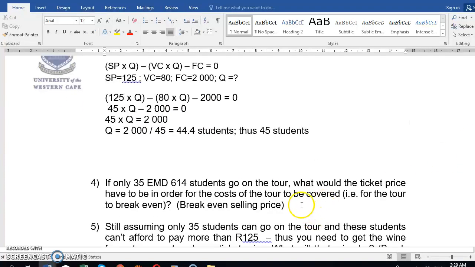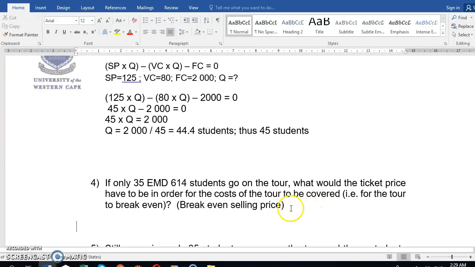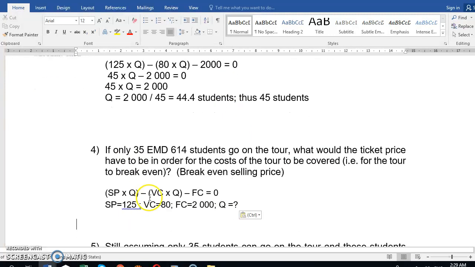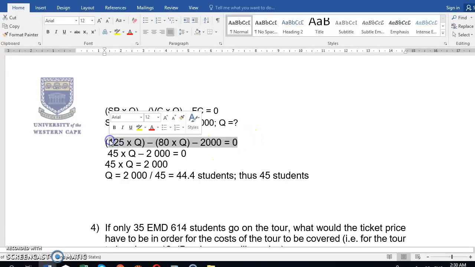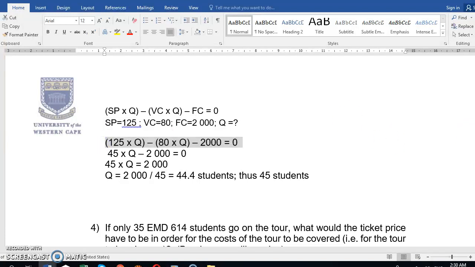Alright, so while we're on there, let's do number 4. It's essentially the same. The only difference in number 4 is, they want us to, if we have 35, what would the ticket price be in order to cover the cost of the tour, i.e. the break-even selling price. So essentially the same, only difference is selling price will now be unknown, variable cost will still be known, fixed cost will be known, and now our quantity will be 35. So again, we just apply this equation to number 4.